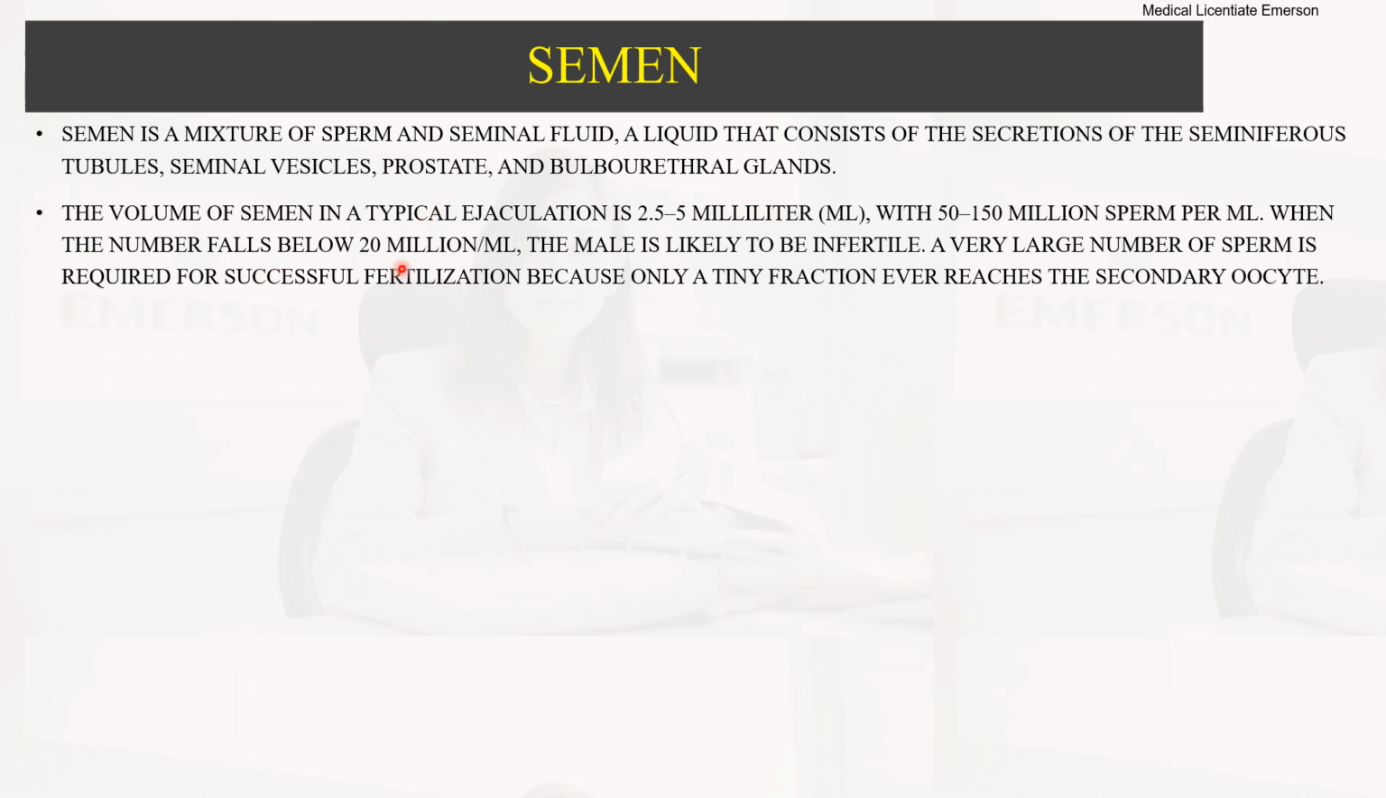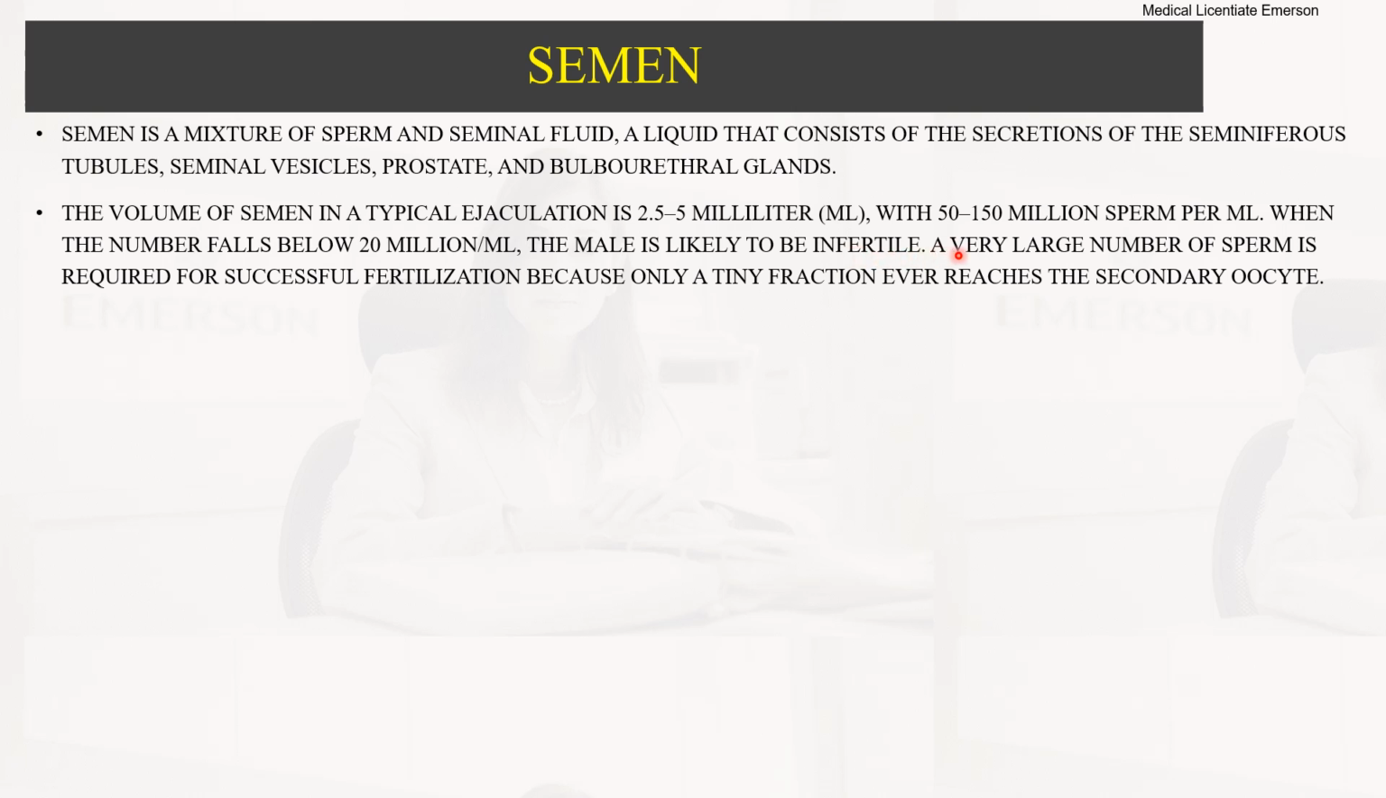The volume of semen in a typical ejaculation is 2.5 to 5 mils. That 2.5 to 5 mils should contain about 50 to 150 million sperm per mil. Then when the number falls below 20 million per mil, the male is likely to be infertile.